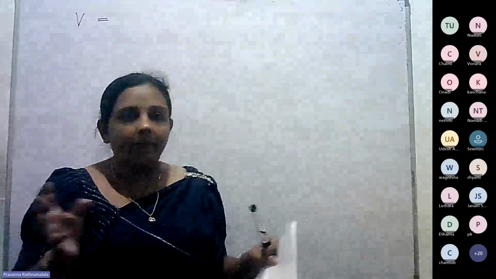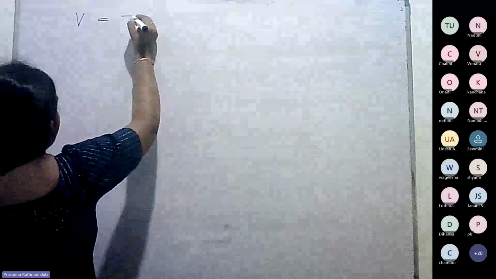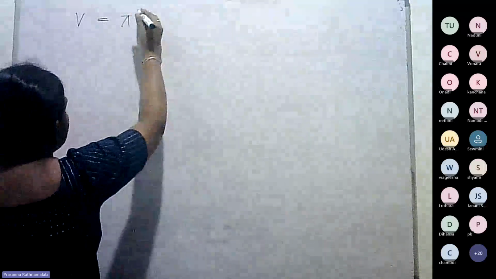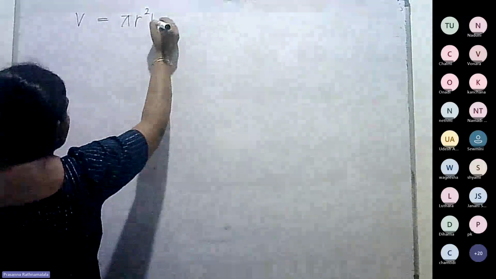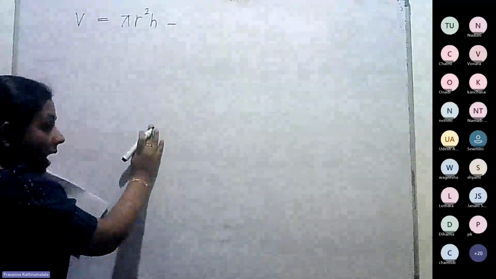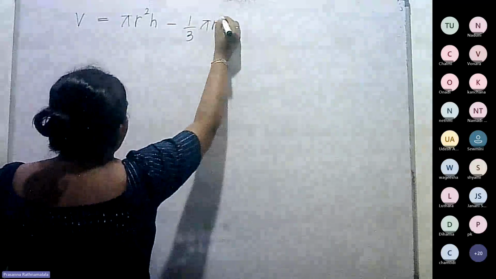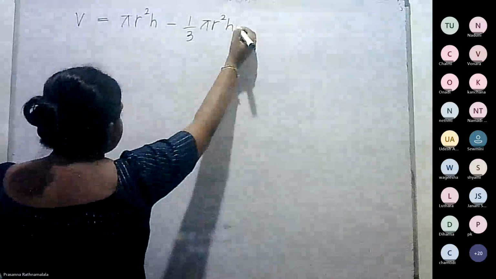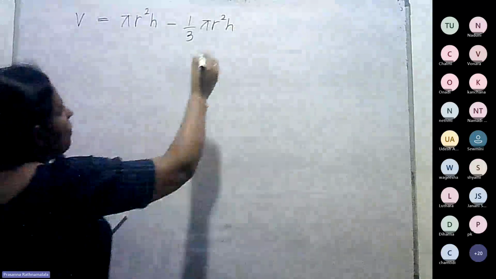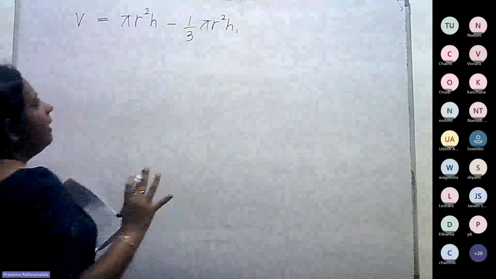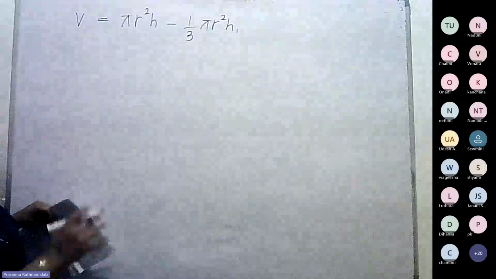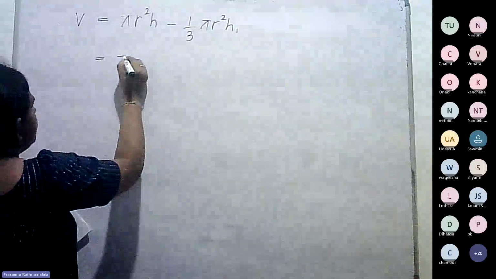Then you can make the equation. Right. Then what is the area or the volume of the cylinder? πr squared h minus 1/3 of πr squared h. Those are h1, h1, right? Then different terms. Now you can substitute.